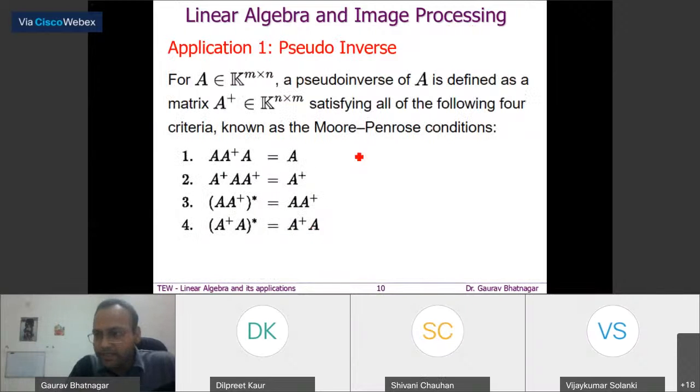Sir, just one question. Why is this happening, that singular values are not affecting and singular vectors are? Is there any reason behind it?